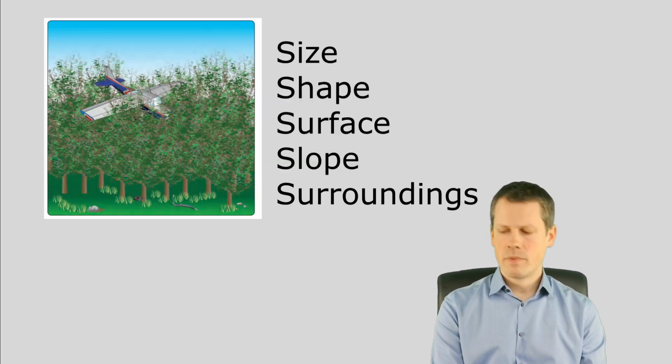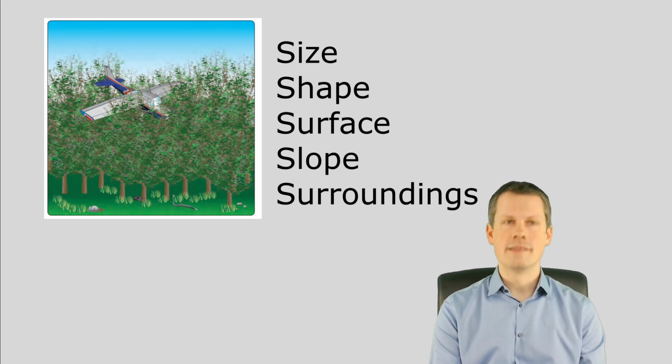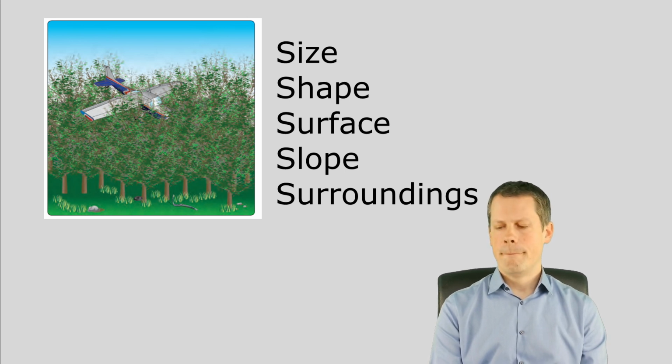Generally, to pick a landing field, you have to keep in mind the 5 S's: size, shape, surface, slope, and surroundings. So size, obviously, it should be long enough. The same with shape. Shape also means terrain in some way. Slope, of course, it's better to land uphill than downhill. The surface, well, that speaks for itself. And also the surroundings in terms of obstacles.